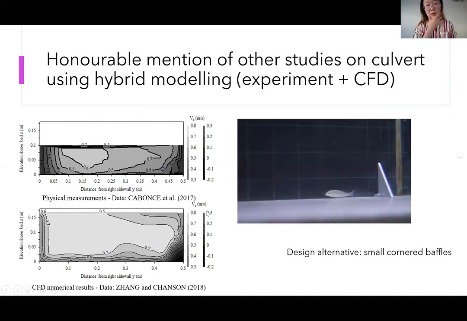So a bit of honorable mention of other studies that was done within the same project, but deal with different problems. So at a point in the project, we proposed some small corner buffers that can provide shelter for the fish. And we did experiments here and numerical modeling here. And you can see the results are not very similar. So with the experiment, basically all the flow were mostly less than 0.6 meters per second, but then in the CFD, most of them were higher than 0.7 meters per second in velocity.